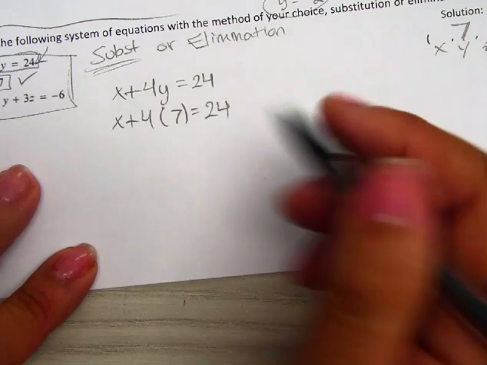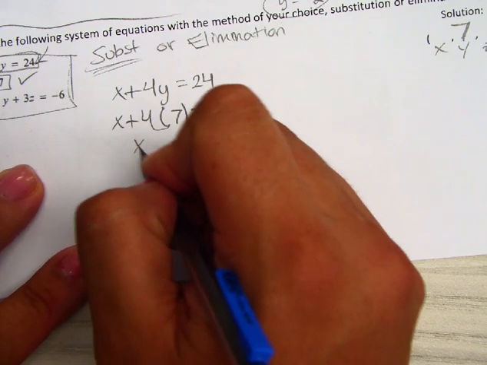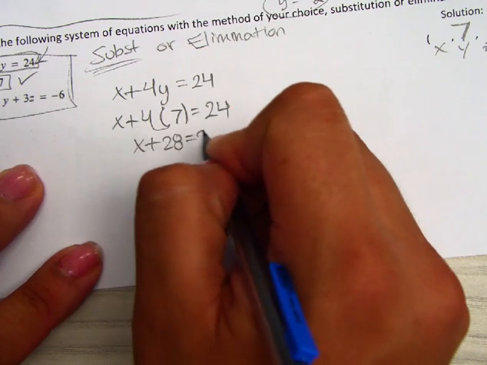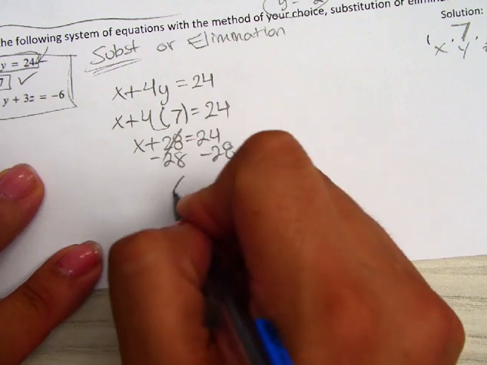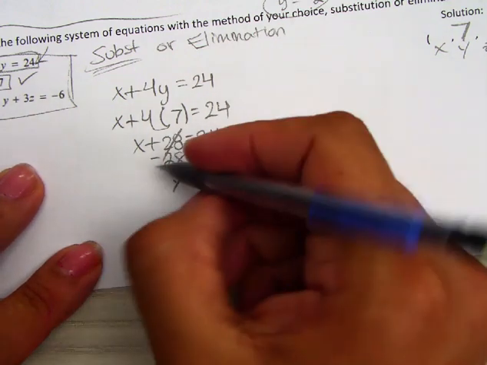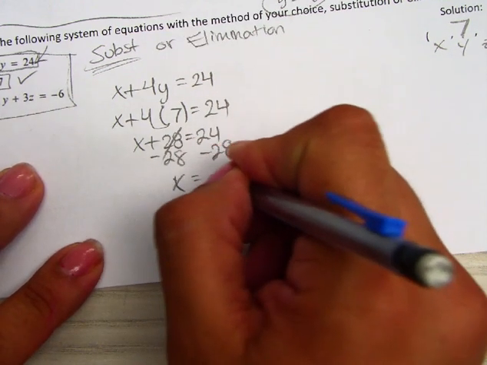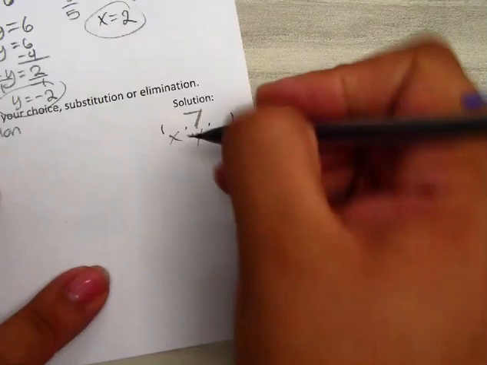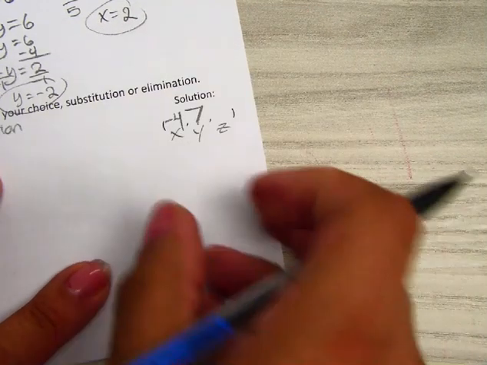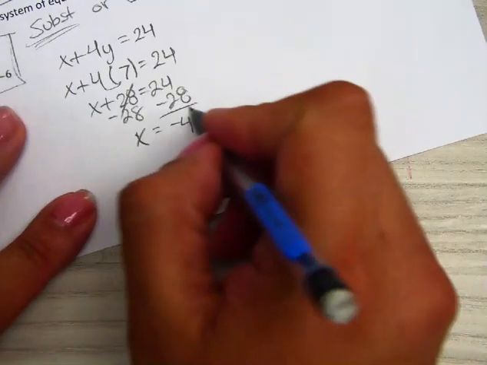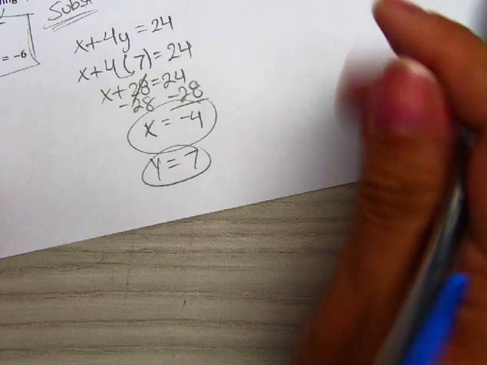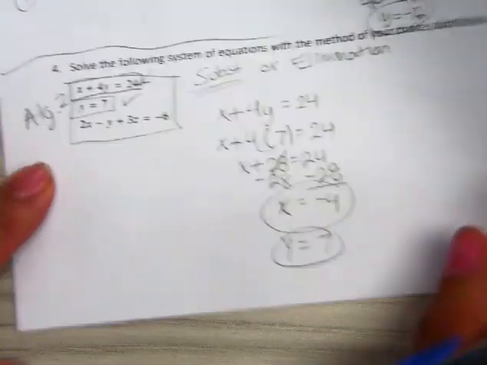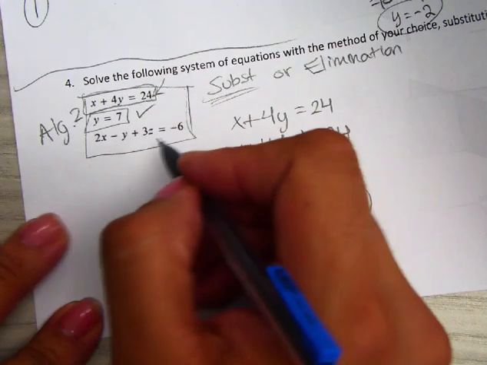So now it leaves you with multiplying 4 times 7, which is 28, plus x equals 24. Subtract 28, and x equals negative 4. So now x equals negative 4. And we are looking for the z now. So with x equals negative 4, y equals 7, we're going to look at the last equation. So 2x minus y plus 3z.